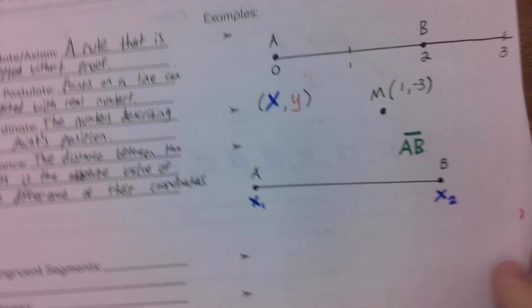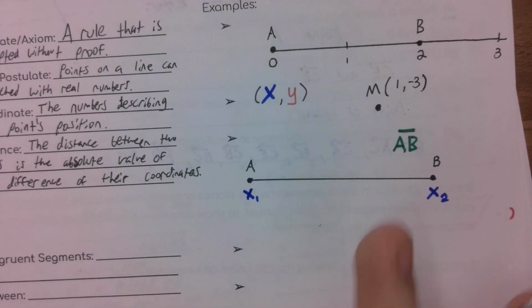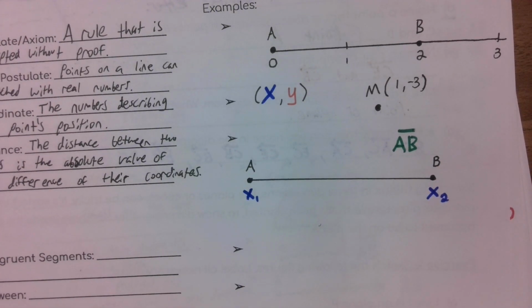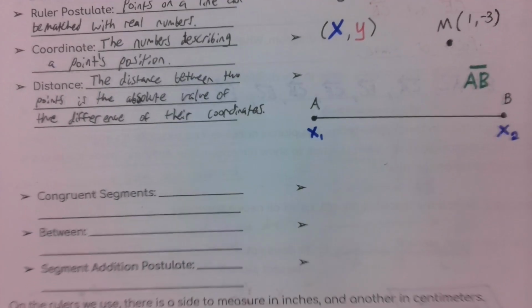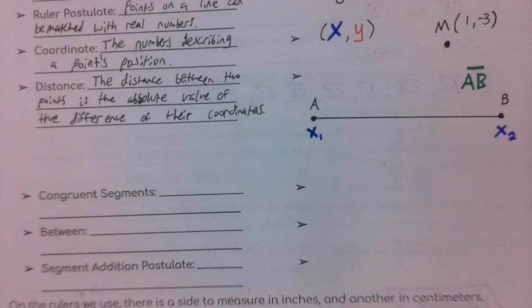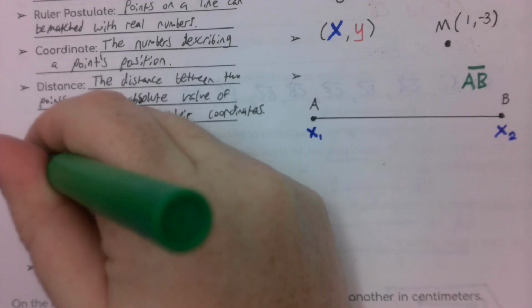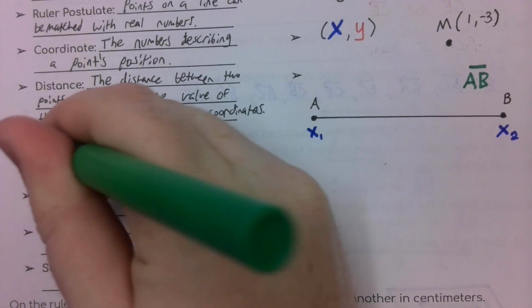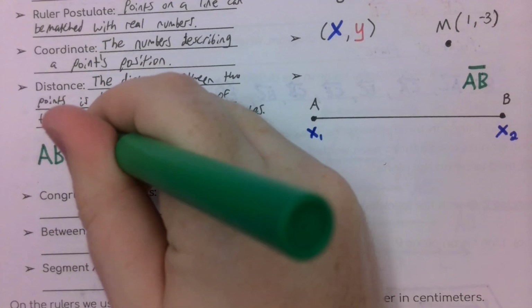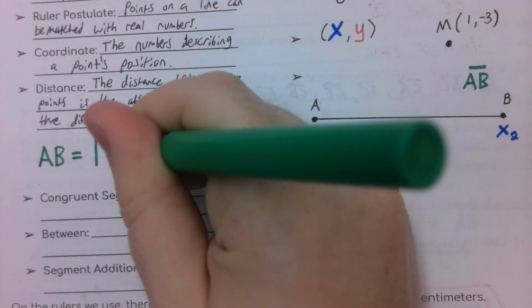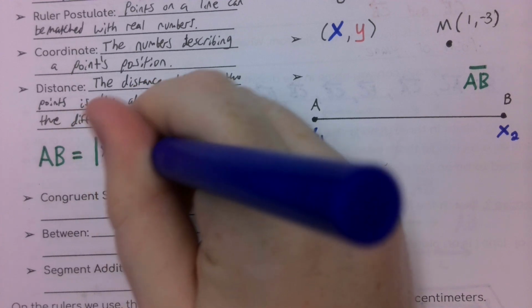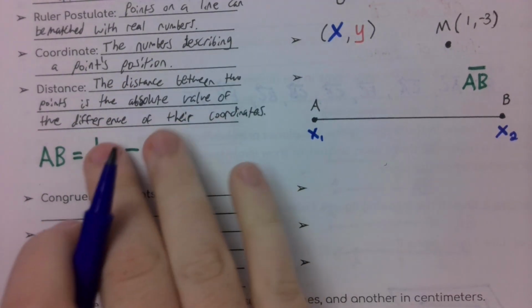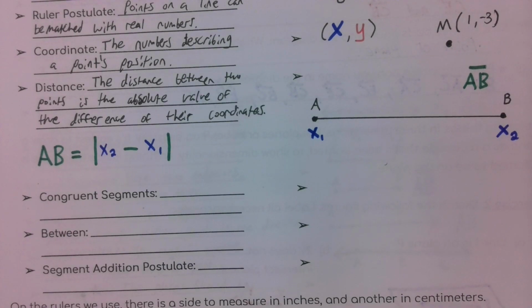It means you can take these 2 points and subtract one minus the other, take the absolute value of that answer, and you'll find how far apart those points are. In formula terms, if we have points A and B, then the distance of AB is going to equal the absolute value of x2 minus x1. But you could switch these points around if you wanted to. It'll give you the same answer.